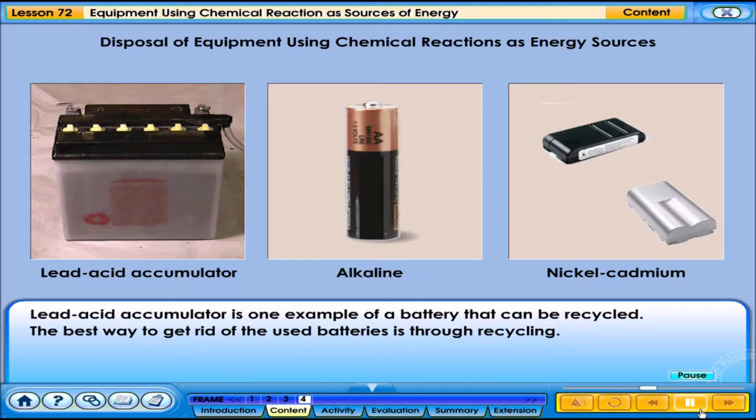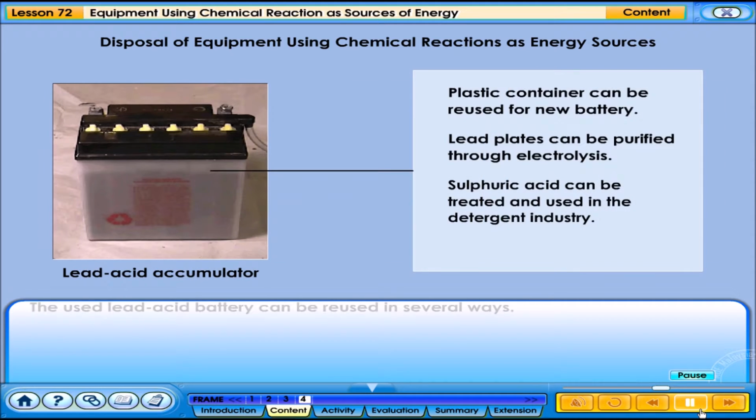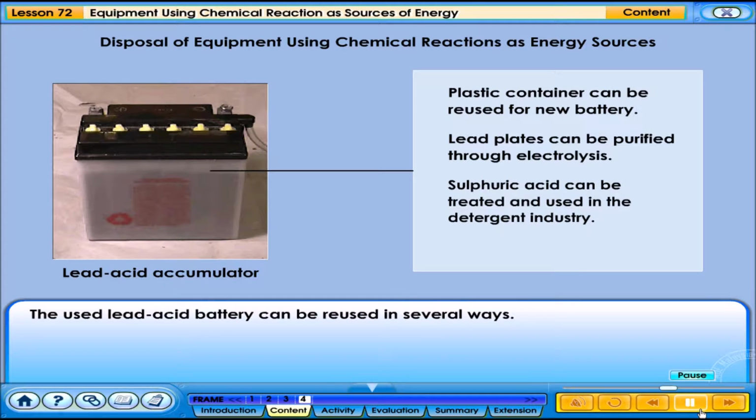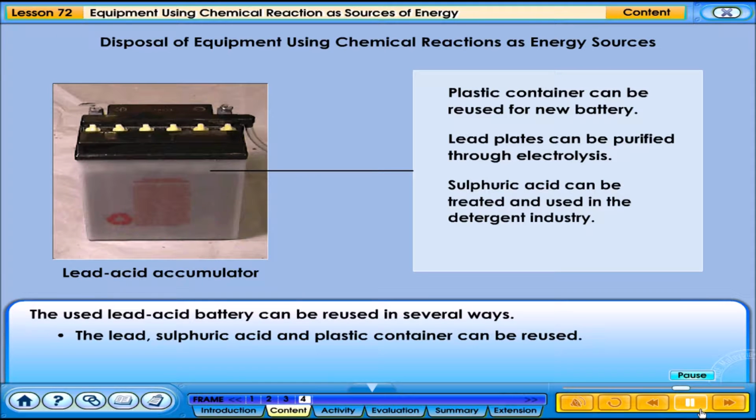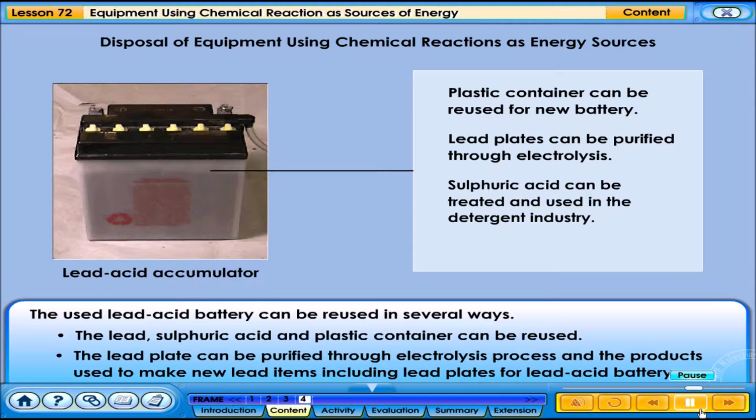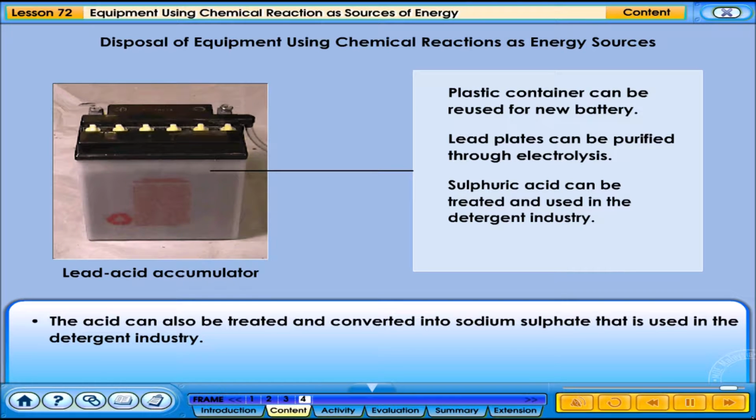The best way to get rid of the used batteries is through recycling. The used lead-acid battery can be reused in several ways. The lead, sulfuric acid and plastic container can be reused. The lead plate can be purified through electrolysis process and the products used to make new lead items, including lead plates for lead-acid battery. The acid can also be treated and converted into sodium sulfate that is used in the detergent industry.